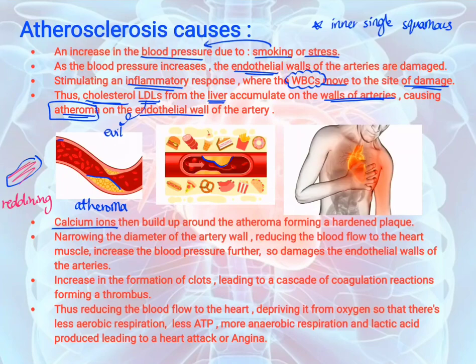the calcium ions are going to have their role now. They build up around the atheroma because it is kind of soft, and we need something to harden it. Of course, this is not a good thing for us, but it hardens. It becomes a hardened plaque, and by hardening, it is now stable and causes further narrowing. It narrows the diameter of the artery wall, and this reduces the blood flow to the heart.